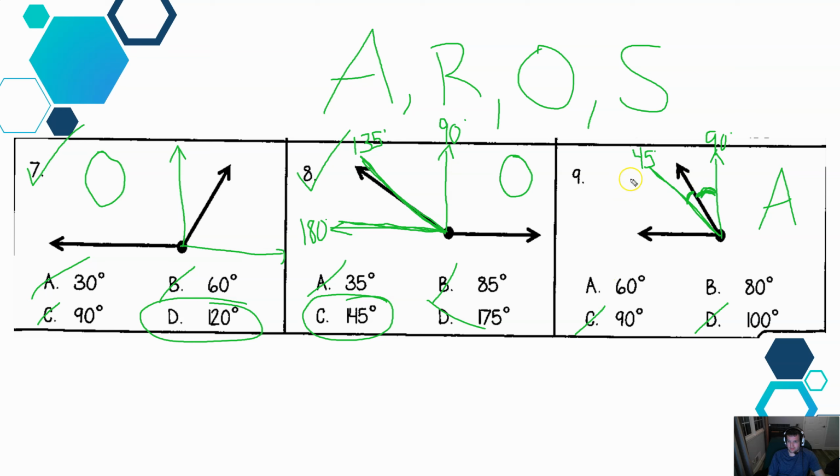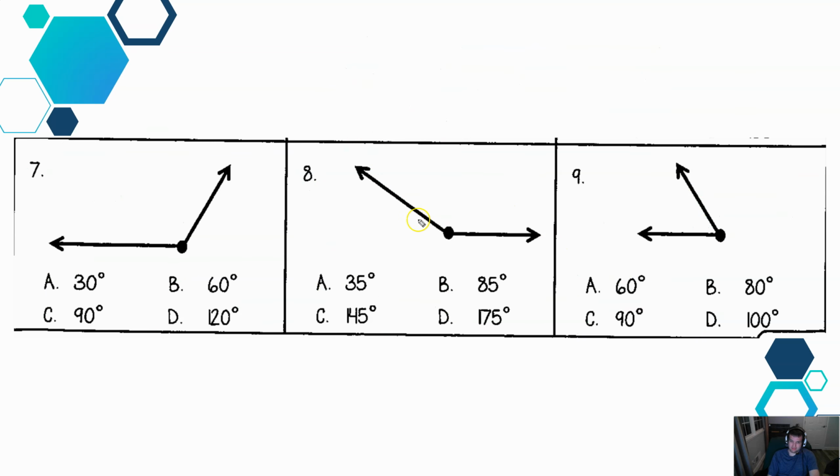60 degrees is only 15 degrees more than 45. I'm probably going to lock in A here as my answer, because if this is 45 degrees, and I just add 15 degrees, which is probably what this angle is right here, then that would give me 60 degrees. How'd you do on that? Hopefully pretty well. Let's keep going.